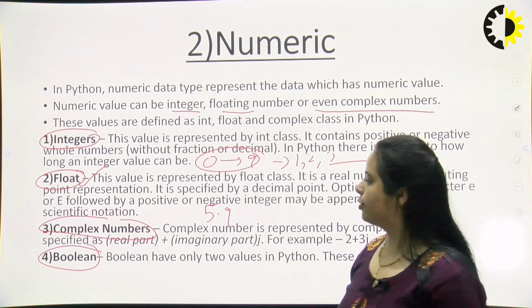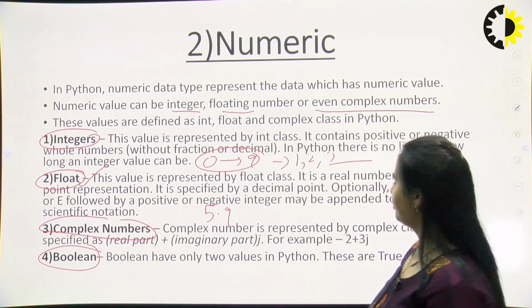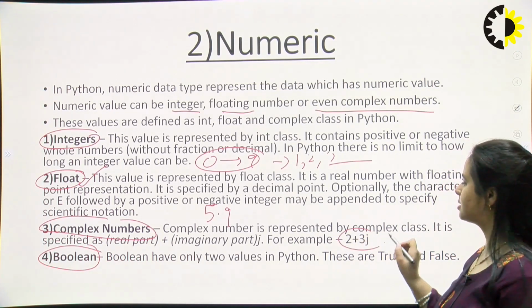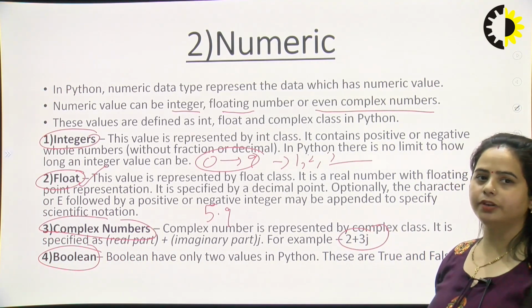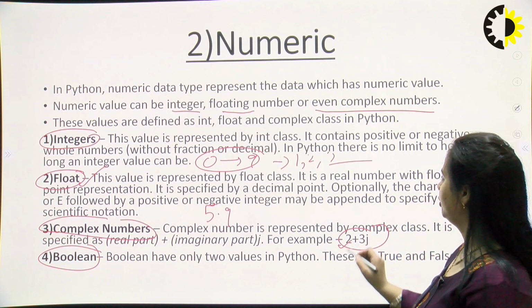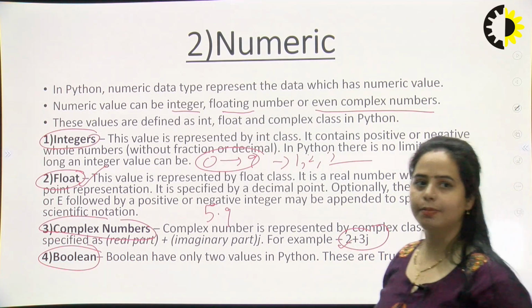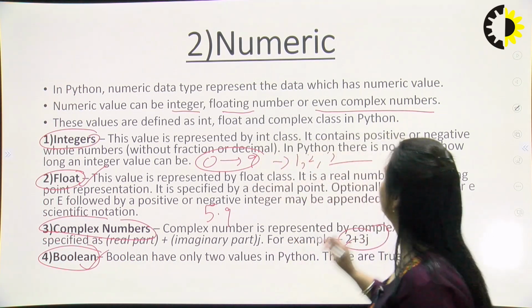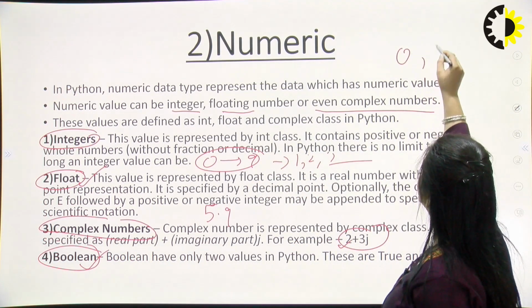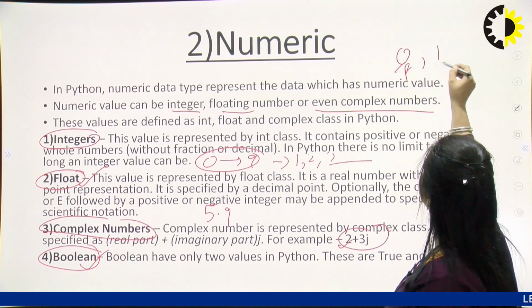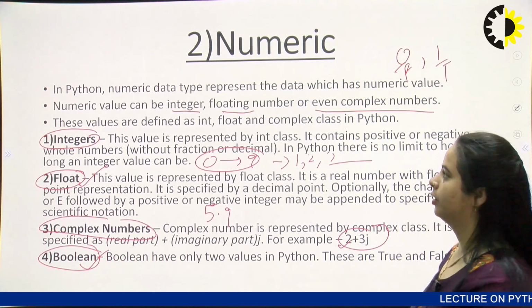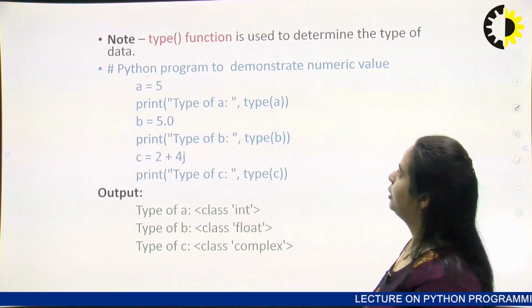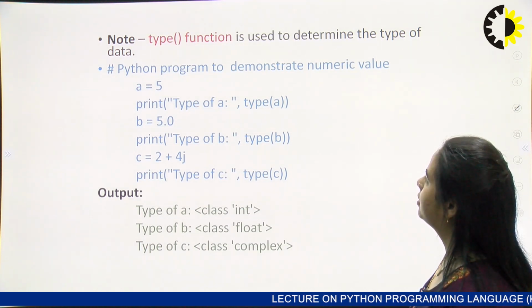Okay, next is your complex number. Complex number will be in the form of a plus ij, like 2 plus 3j, real plus imaginary part. Next is your boolean. Boolean has two values, 0 and 1: 0 for false, 1 for true. So this is the example of numeric data type.